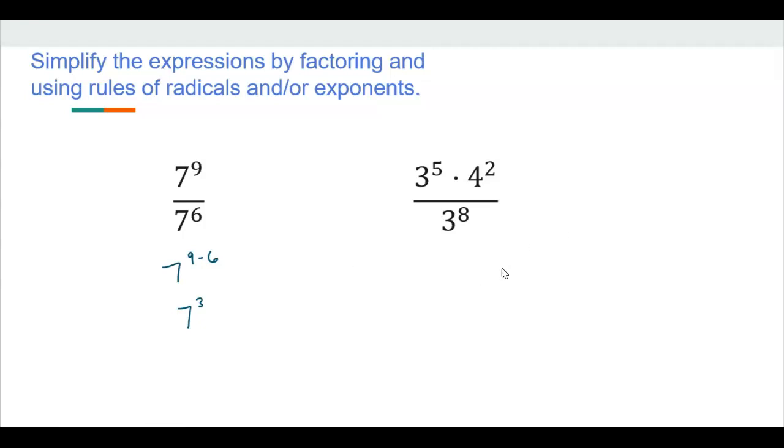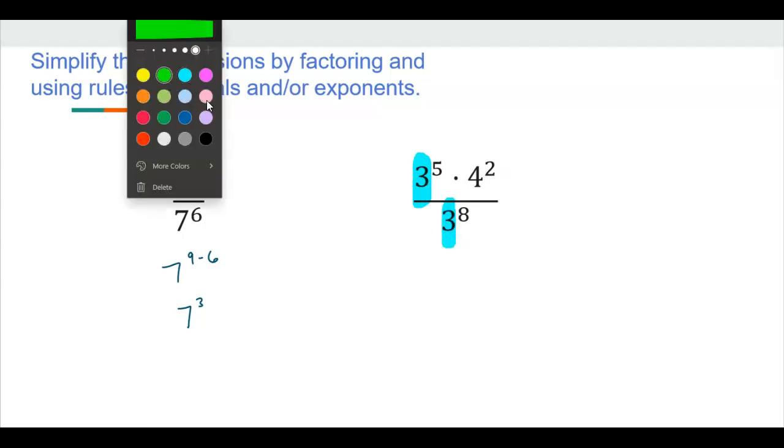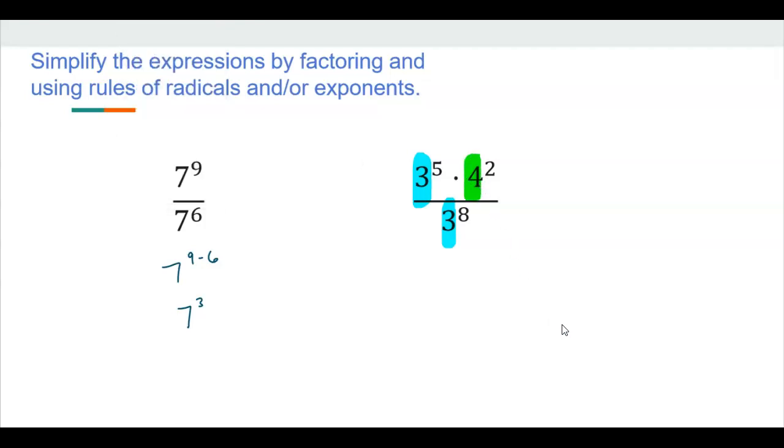How about this next one? We have 3 to the 5th times 4 squared divided by 3 to the 8th. Now when we use our division rules and our multiplication rules, we need the same base. Well, notice 3 here and 3 here have the same base, but 4 is a different base. So we can't combine that 4 with the others. The only ones we can combine are these two. So we can use that division rule again, 3 to the 5 minus 8. And then we just have to bring the 4 squared along. There's nothing we can really do with it.